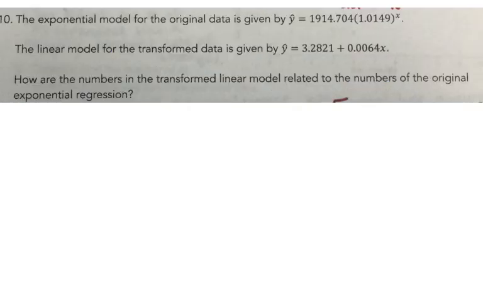Here, the exponential model for the original data was given. So that's my original exponential equation of best fit. After I took a log of the y's, this was my line of best fit. Okay? So how are the numbers in the transformed linear model related to the numbers of the original exponential regression? So tell me, how could I get 3.2821?